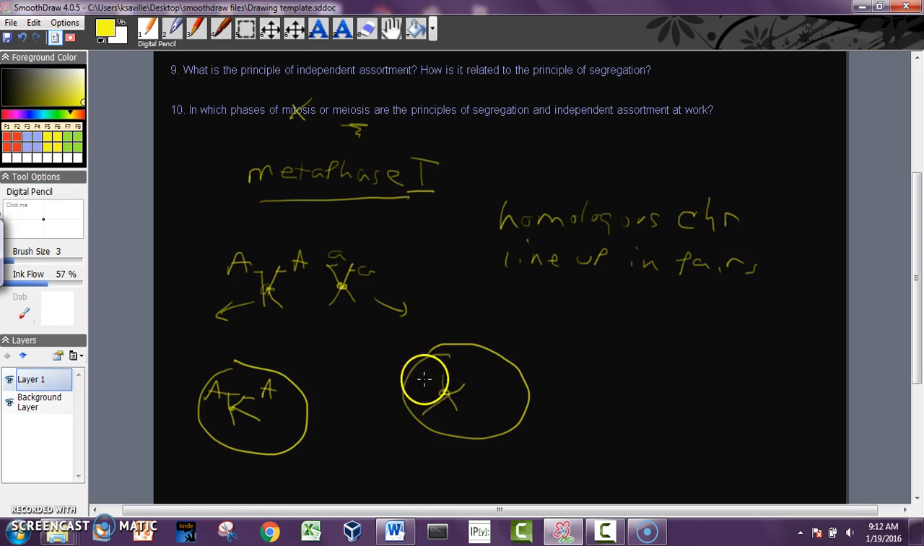Now these chromosomes separate away from each other. They segregate during meiosis 1. They line up in metaphase, and then they separate during anaphase, telophase, cytokinesis, all that stuff. But it's how they line up here in metaphase 1 that's important. That's the segregation of alleles.